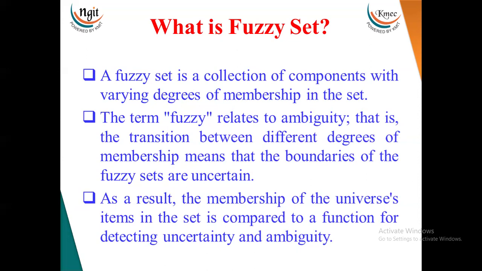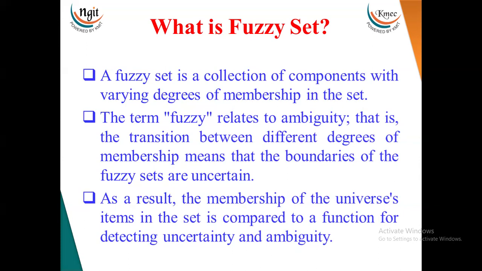When we talk about the crisp set, we only have two-valued logic, where you have true or false, yes or no, or 1 comma 0. But in the case of a fuzzy set, you have the element with a membership value. So the term fuzzy set relates to ambiguity. We'll see examples, then you can easily understand.